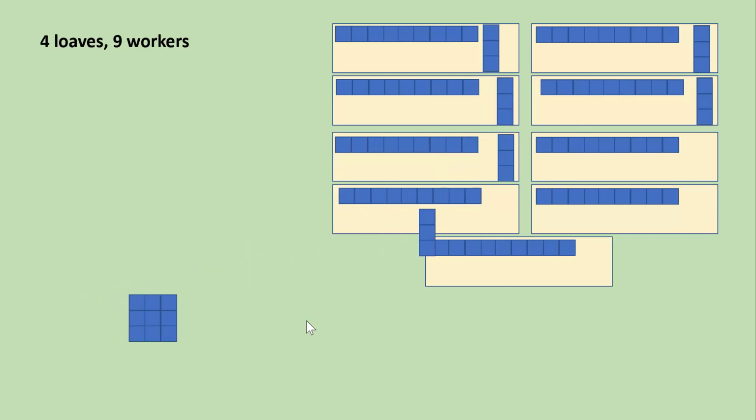And for some reason I didn't animate that so that everybody got it in one go. But anyway, so a third and a 9th.